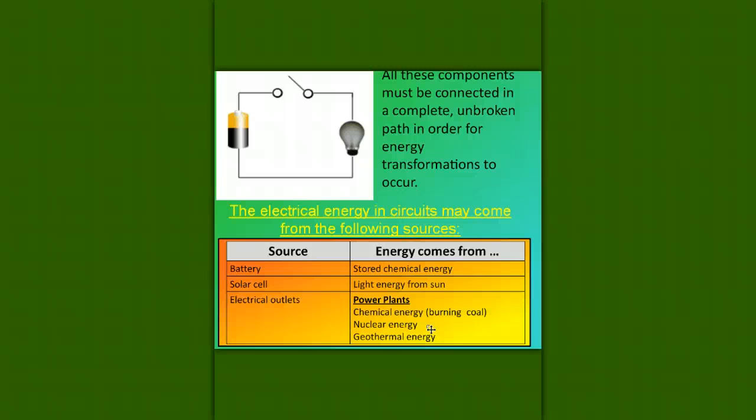Fission is when you split an atom to release energy, and fusion is whenever you combine atoms, you force them together, which creates energy. And then there's geothermal energy. Geothermal means inside the earth. Geo is earth, and thermal is heat, so energy from inside the earth.